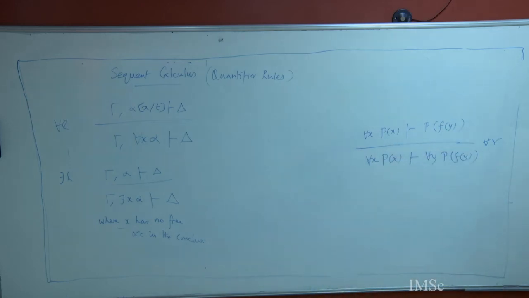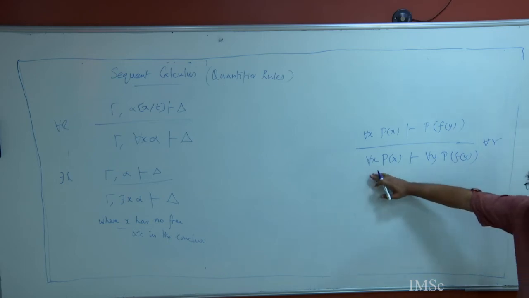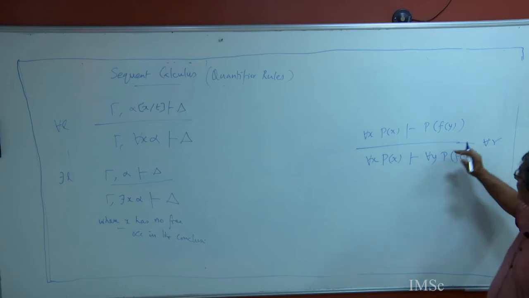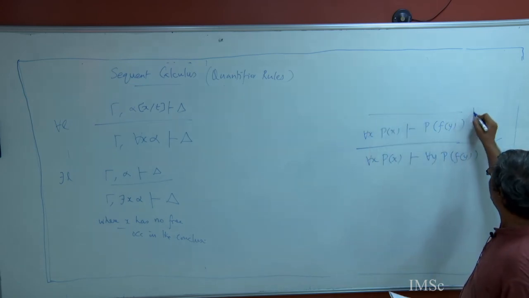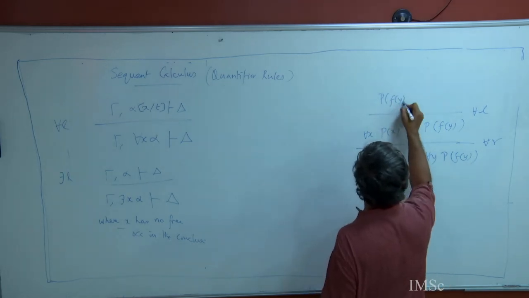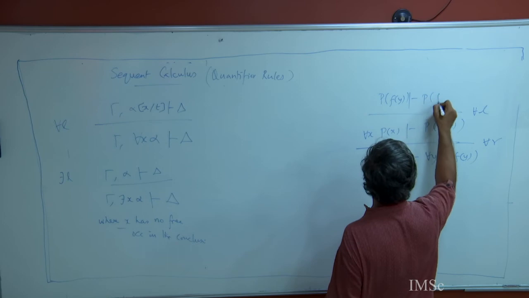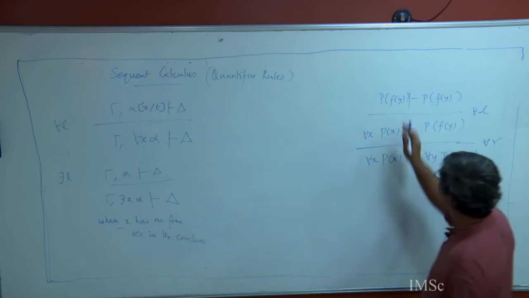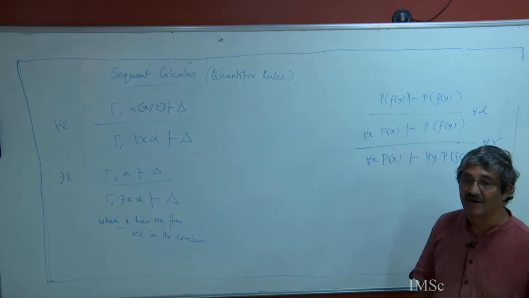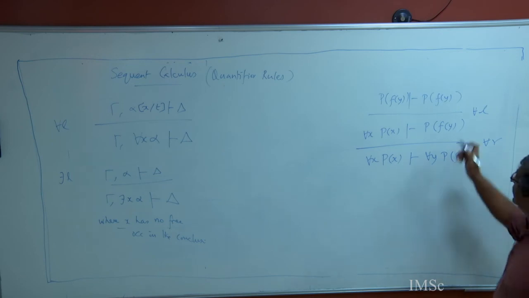Yeah. Remember, y, I have to make sure that y has no free occurrence in the conclusion. Y has no free occurrence here and y has no free occurrence here. So this is important. Y will occur bound. Bound occurrence is okay, right? So the for all right rule is okay. And now I use the for all left rule, right? And this is okay again, and this is axiom.